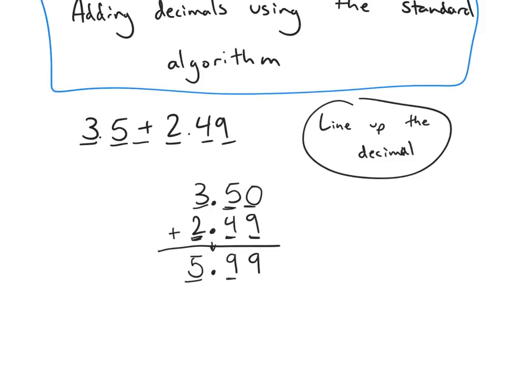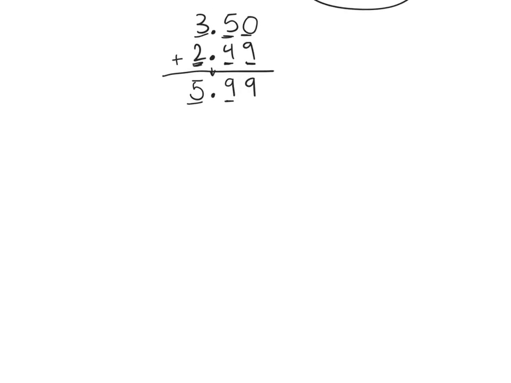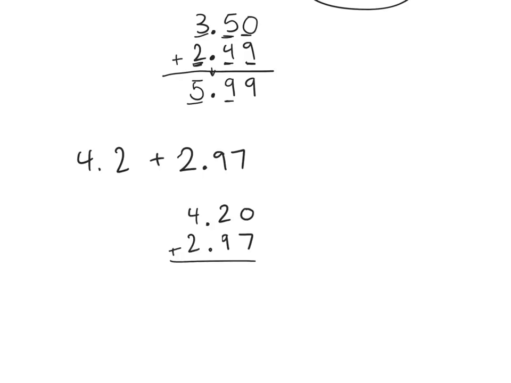We're going to do the problem 4 and 2 tenths plus 2 and 97 hundredths. So once again, I'm going to line up the decimal. I'm going to write my first number, 4 and 2 tenths, and then my second number, 2 and 97 hundredths. So you have the decimals right on top of each other there. That's what we want to do when we're lining up the decimal. Now that I have my problem set up, I can add my 0 in here because that's not going to change the value of my first number.